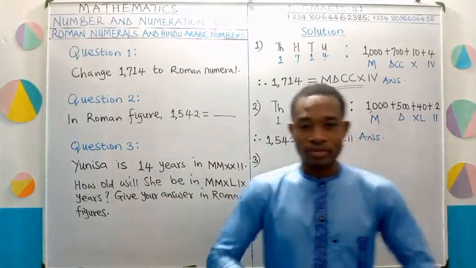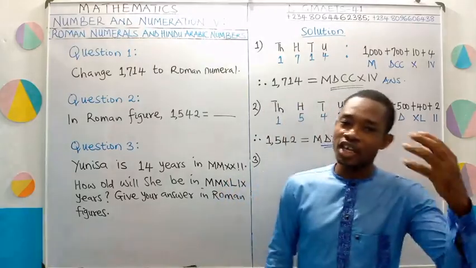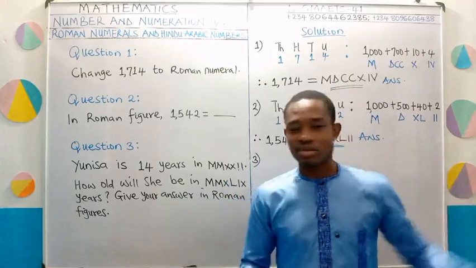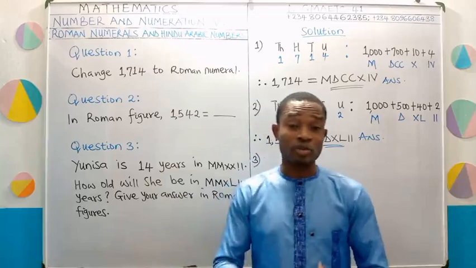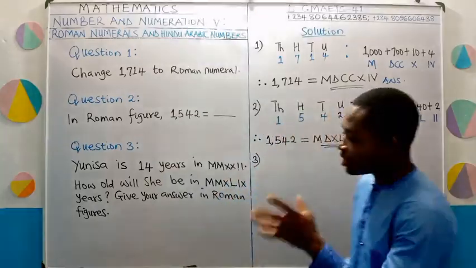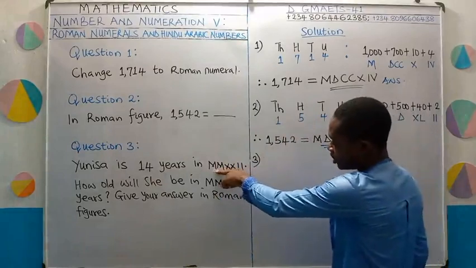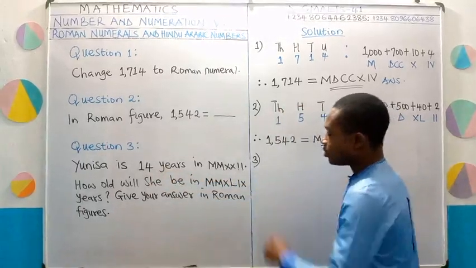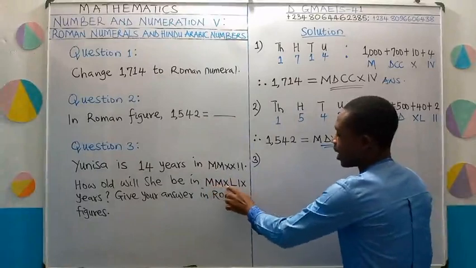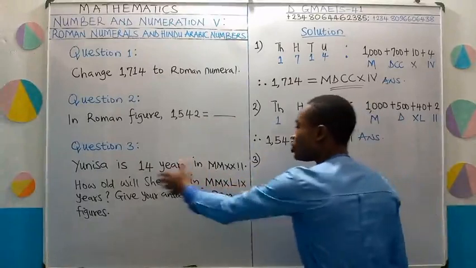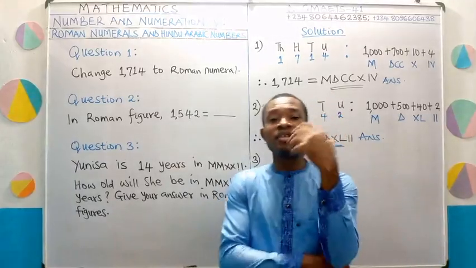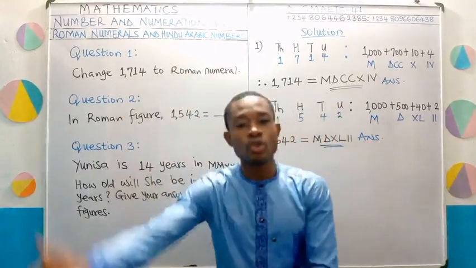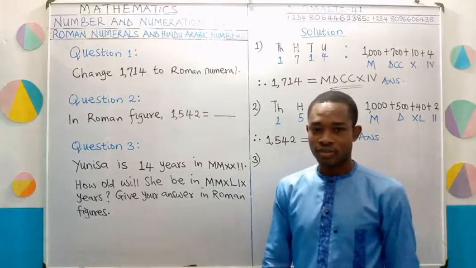What are we going to do? It's a simple one, okay? For you to get the age of anybody is to do the present year minus the year the person was born. But in this case, our interest is this. In this particular year, MMXXII, Unisa is 14 years. Now, if we are talking about MMXLIX, how old will Unisa be? It is just like saying, okay, in 2010, Unisa is 14 years. So in 2020, how old will Unisa be? That's just the point. Okay?